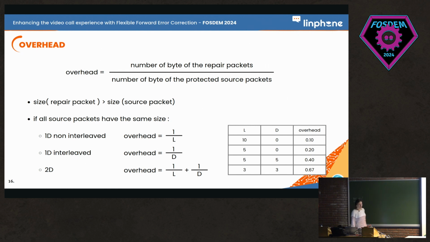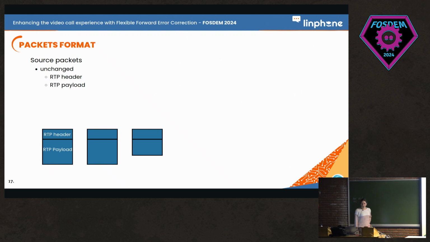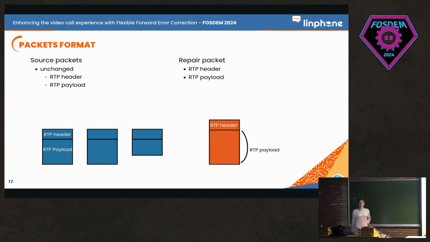For example, here are the values of the overhead with increasing values of L and D and increasing protection level. You see that the overhead increases very fast. The RFC describes also what the formats of the packets are. So first you have your source packets with the RTP convention, with an RTP header and an RTP payload. And you will generate your repair packets that are also RTP packets with a header and a payload.